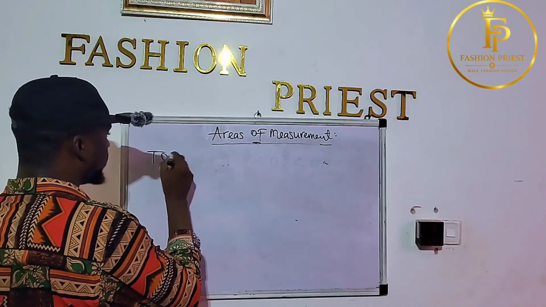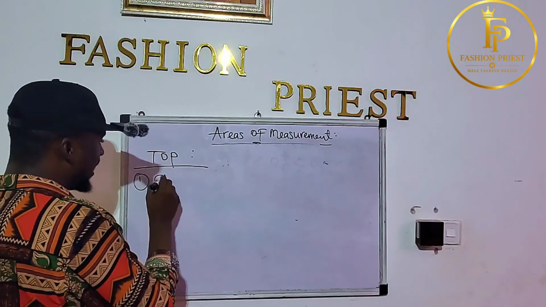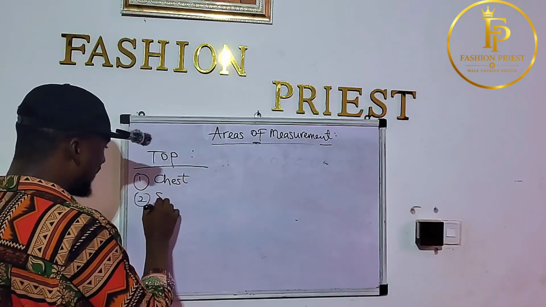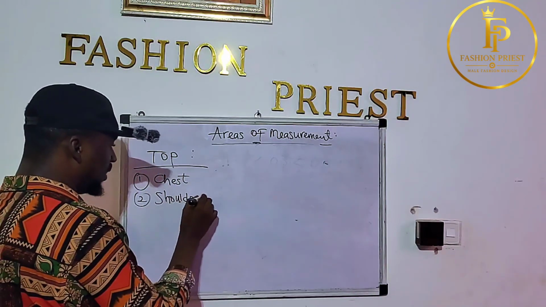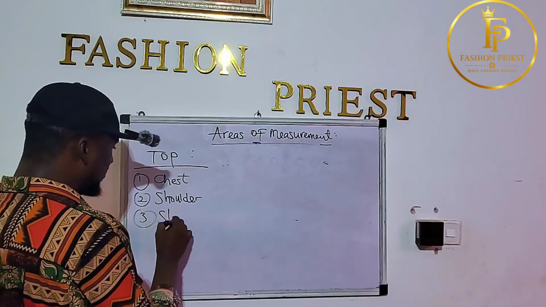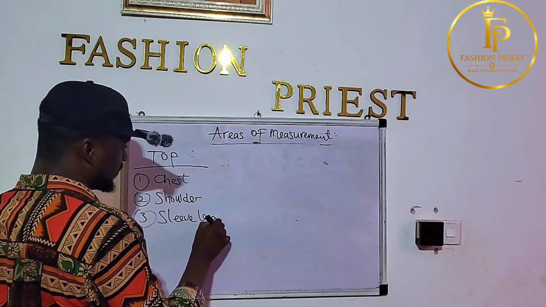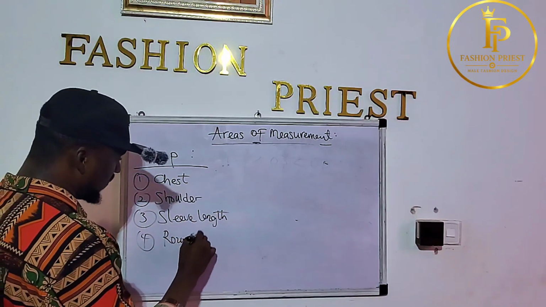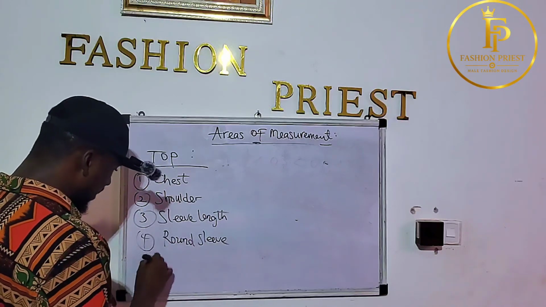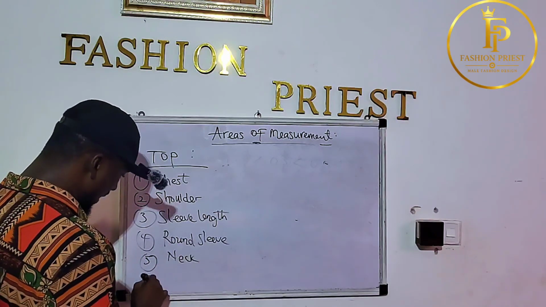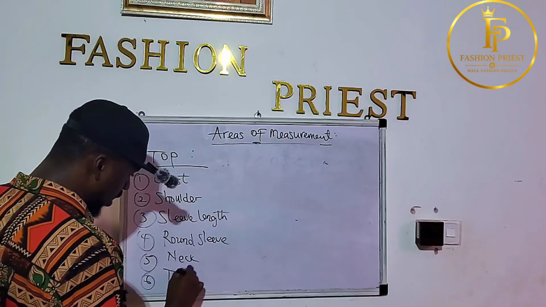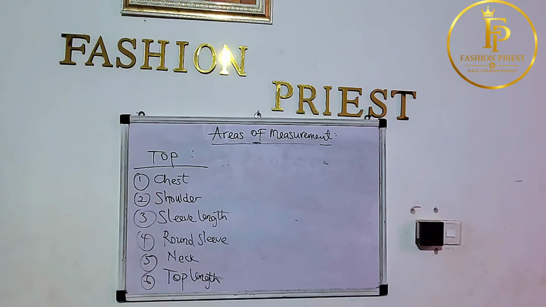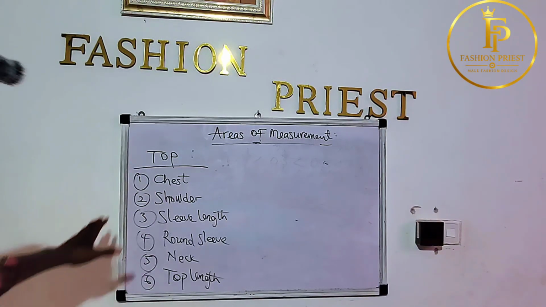Now for the top, you have the following areas. Number one, the chest. Please make sure you take note of this as I wrote it in this order, right? After chest is the shoulder. I will tell you why we should do this as we proceed. And the next is the sleeve length. And the next here is the round sleeve. And the next here is the neckline. And the last one for the top is the top length. So these 6 areas must be written in this order, right? So you must make sure you have them properly written in this order.